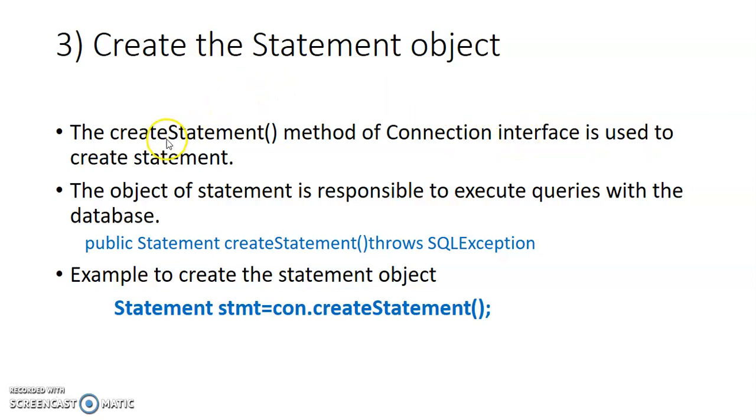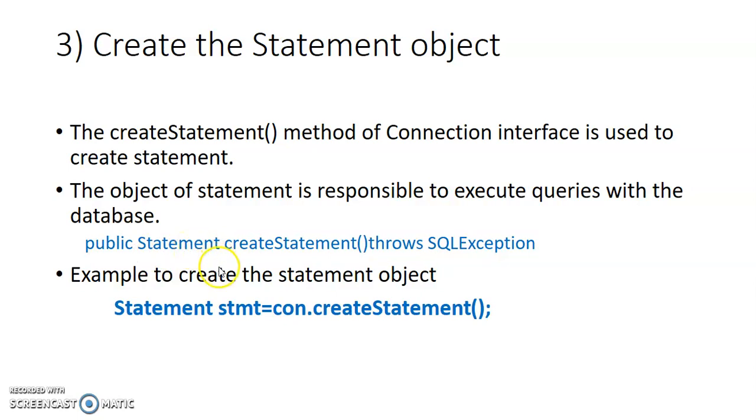Check out, Connection is the interface. All the methods in the interface are abstract by nature. So createStatement is also an abstract method. We need to provide the implementation to it. The object of Statement is responsible to execute queries with the database. So the syntax for creating the Statement object is public Statement createStatement. It throws the SQLException. It accepts no parameter and it returns a Statement type of object. So the return type is Statement.